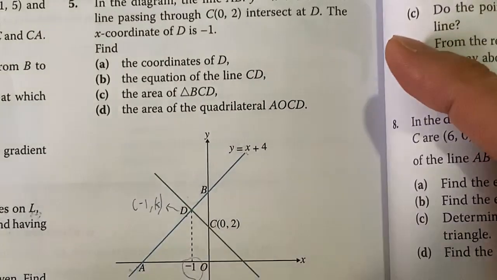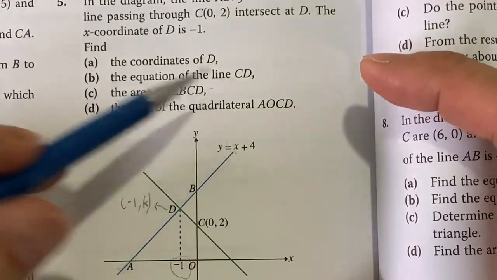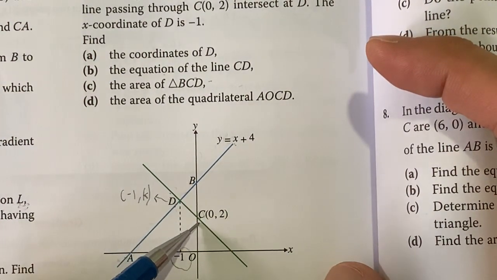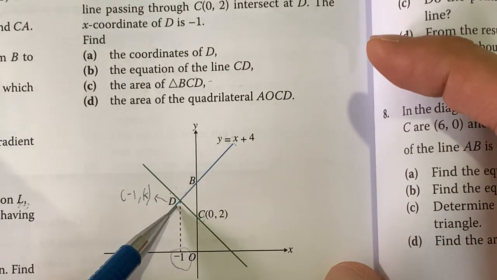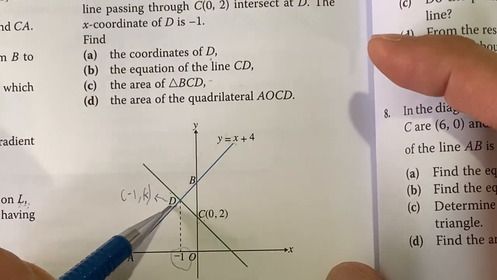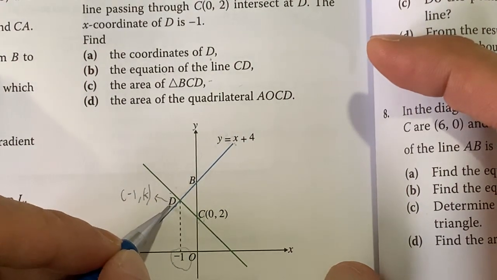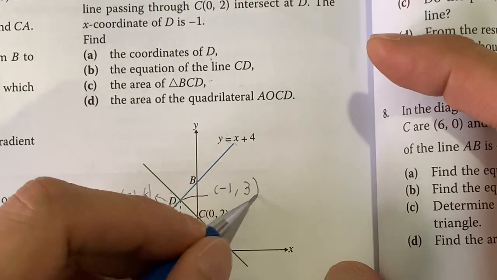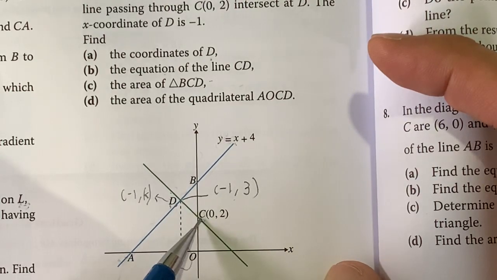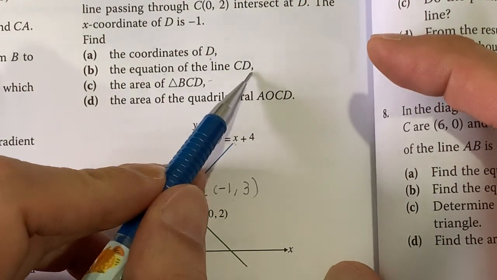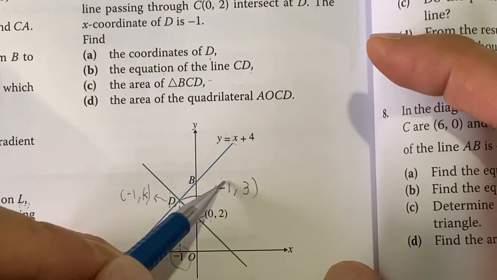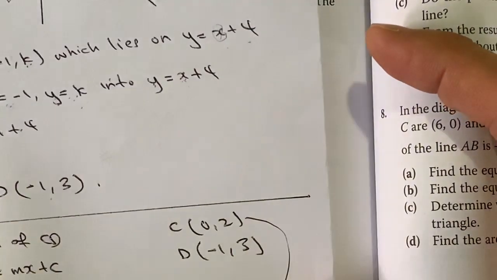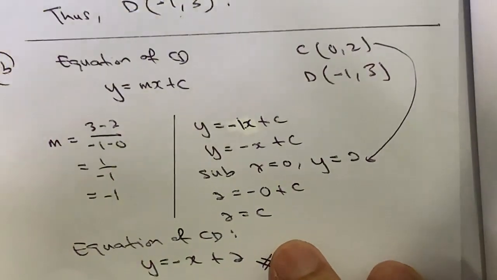Okay, next question, we need to find the equation of the line CD. Here we can find CD because we have just found the coordinates of D, which was -1 comma 3. So with C and D here, we have 2 points. We can definitely find the equation of CD by finding the gradient and then finding the c, and then you will get the answer. This is quite a standard step.